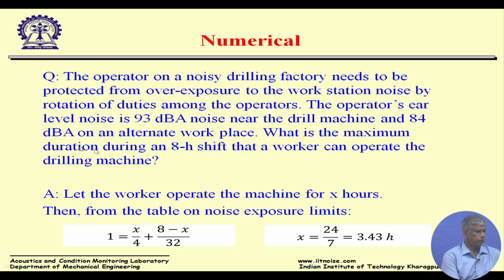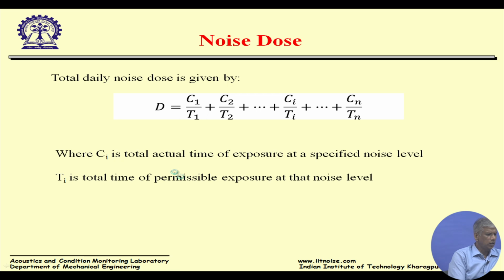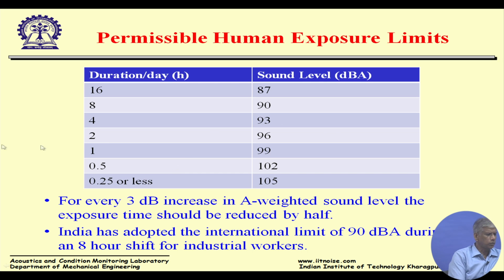So, let us look into this. The operator in a noisy drilling factory needs to be protected from overexposure to the workstation noise by rotation of duties among the operators. The operator's ear level noise is 93 dBA during the drill machine operation and 84 dBA on an alternate work machine. What is the maximum duration during an 8-hour shift that a worker can operate the drilling machine? So, let us see. Let the worker operate the machine for X hours. Then from the table of noise exposure limits, if it is 93, the table gives 4 hours.